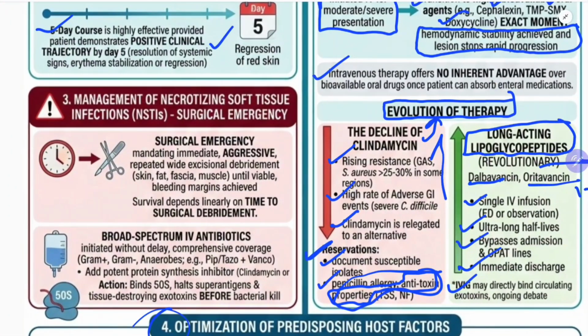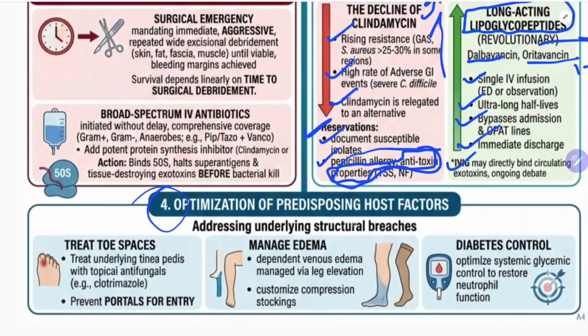That was the second point, antimicrobial therapy. The third point is optimization of predisposing host factors, addressing the underlying structural breaches. For example, treat the toe spaces, treat underlying tinea pedis with topical antifungals, which prevents the portal of entry. Second is managing edema, for example in patients with cardiac failure, CKD or chronic venous stasis edema. Dependent venous edema should be managed via elevation and customized compression stockings. This is for venous edema which is secondarily infected.